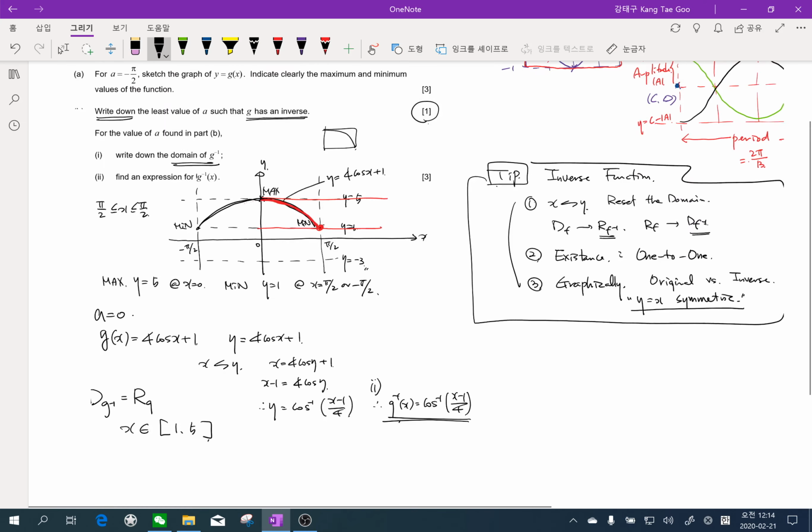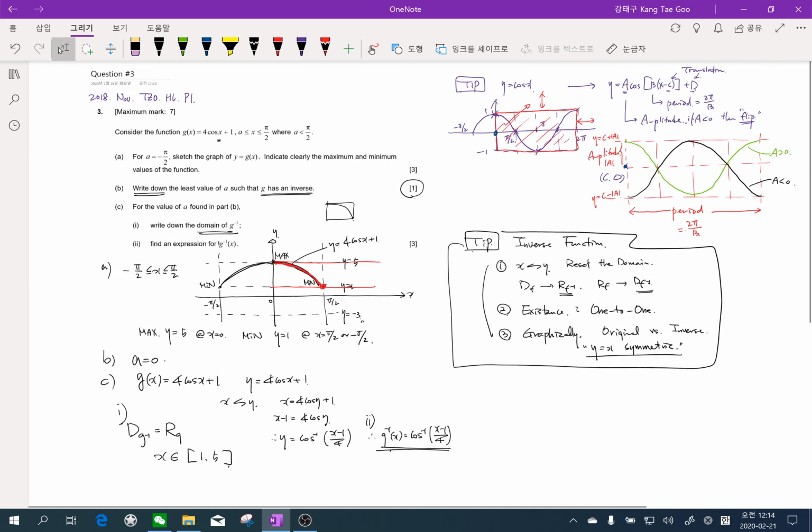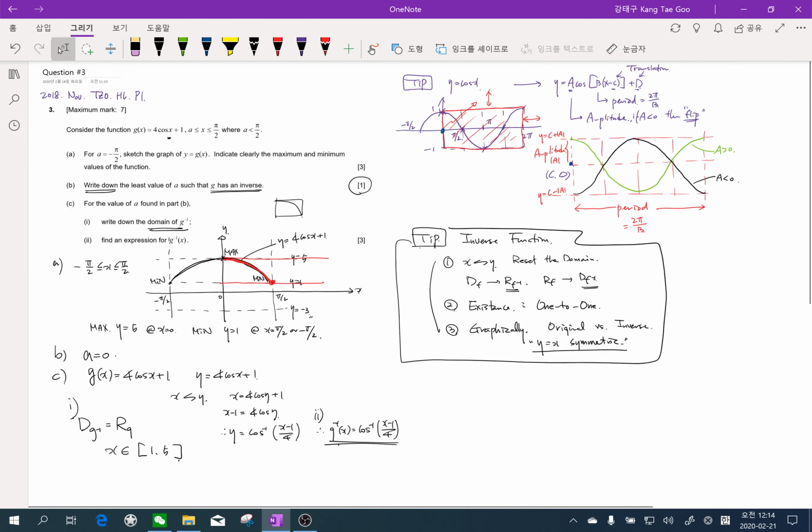So this question was about the graph of trigonometric functions, especially cosine x. The first part: how to draw the cosine x graph, and the second: what the inverse is, and when the inverse exists. Here it is one-to-one, so the inverse exists, and the domain of the inverse comes from the range of the original function. That's everything about this number 3 question.